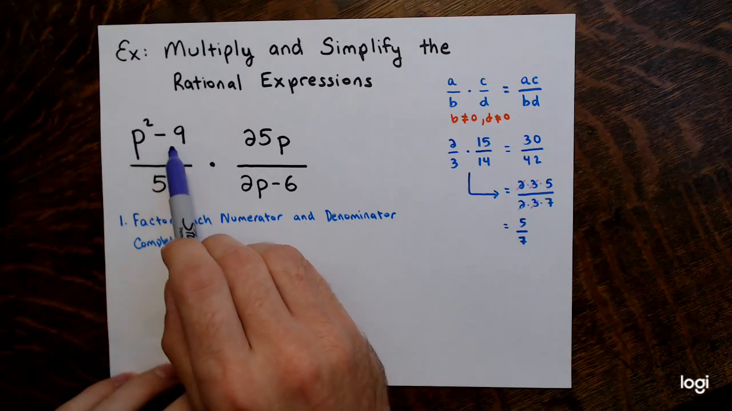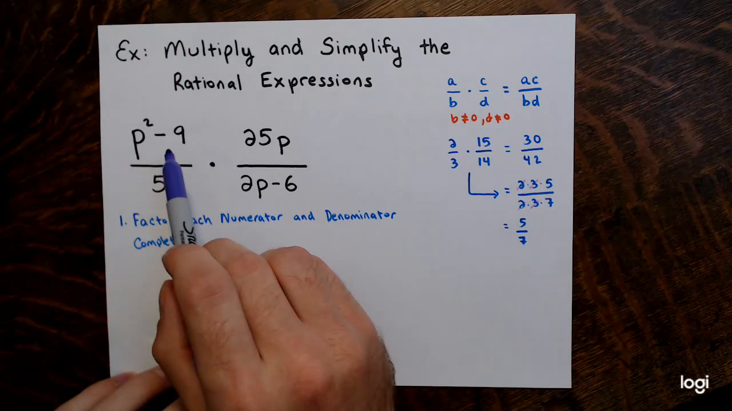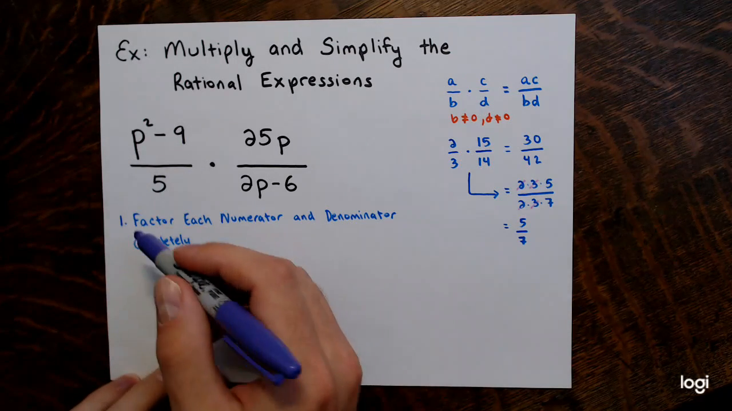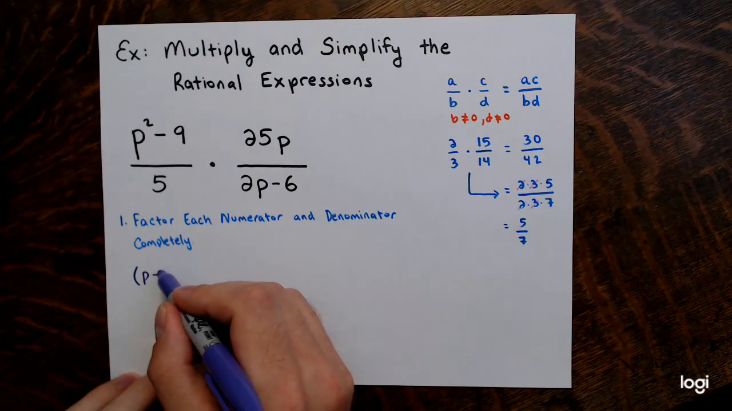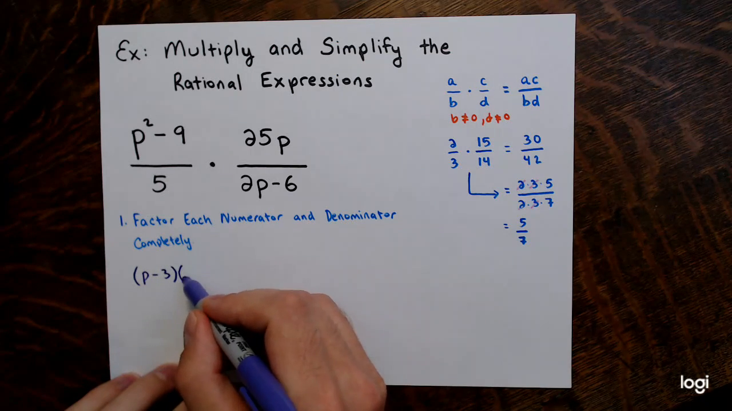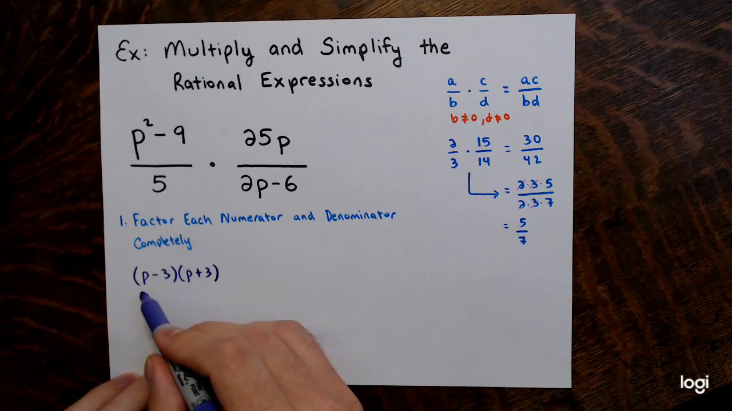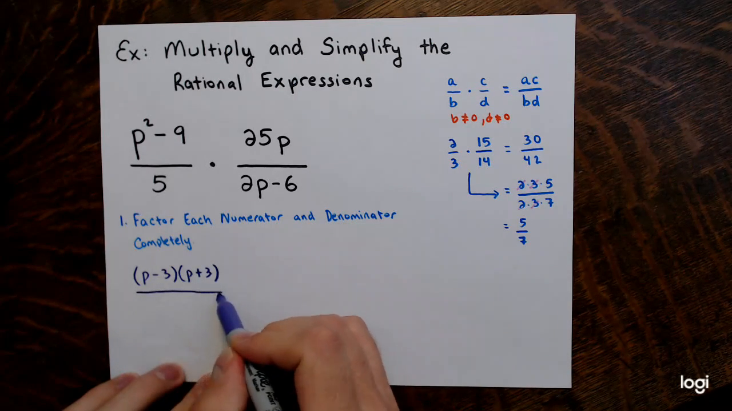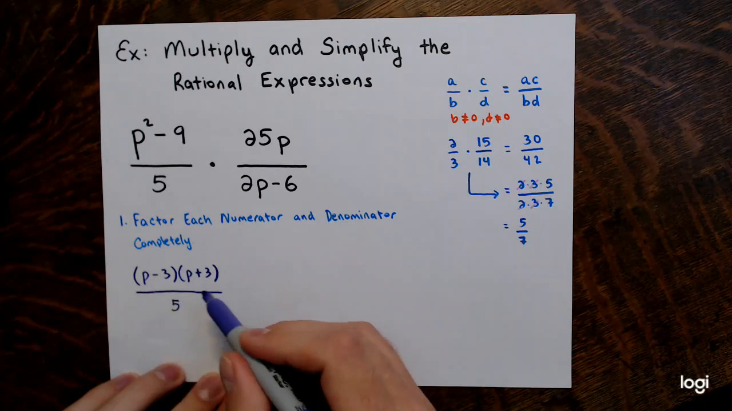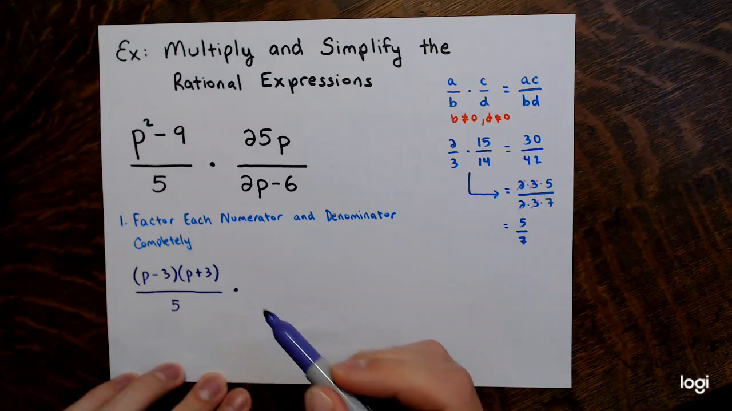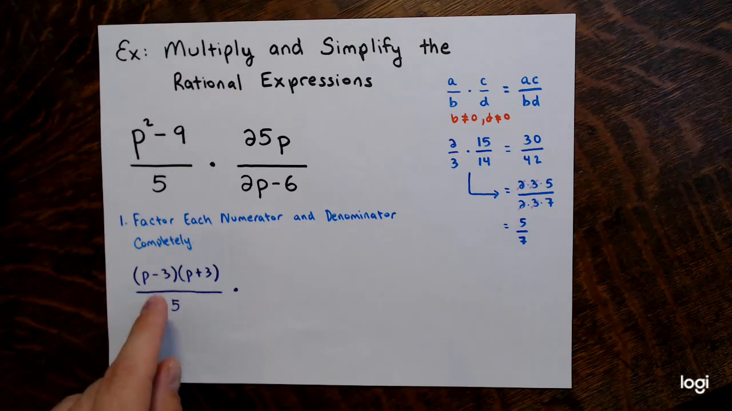So the numerator of this fraction, p squared minus 9 over 5, is a difference of squares. So p squared minus 9 factors to p minus 3 times p plus 3, or p plus 3 times p minus 3, whatever you want. And the denominator is simply the number 5. So that's already prime, that's already factored completely. Great. So I've factored the numerator and denominator of this fraction first.